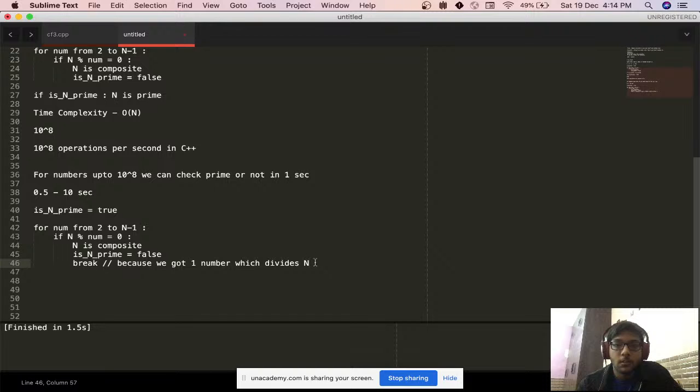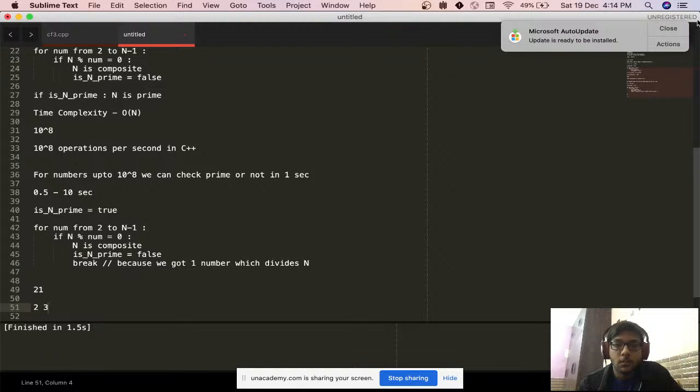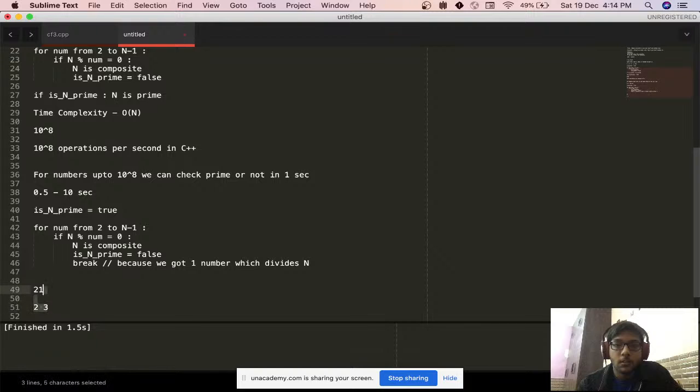Even if you are doing it manually, let's say we are doing it for 21. We check for 2. 21 is not divisible by 2. We check for 3. 21 is divisible by 3. So we simply stop at 3. No sane person would go and check for 4 and 5 and 6, right? Because we got 3, so we will stop there. So this part is important.